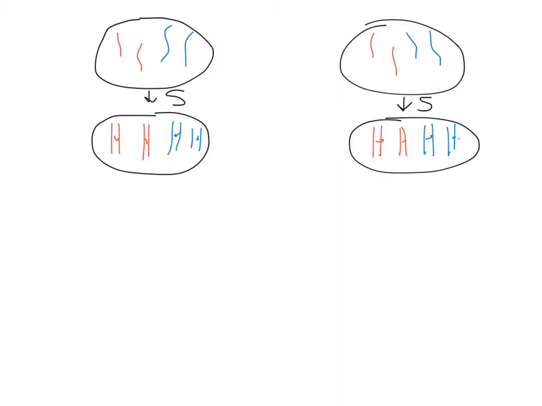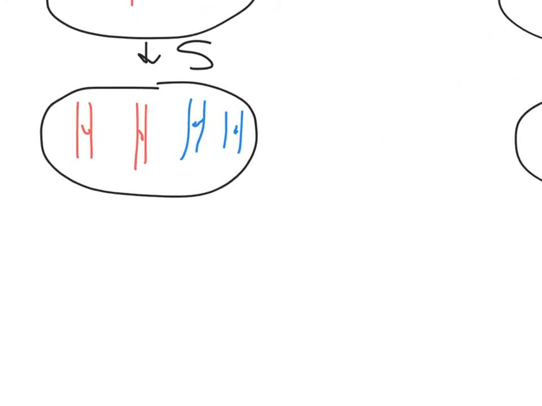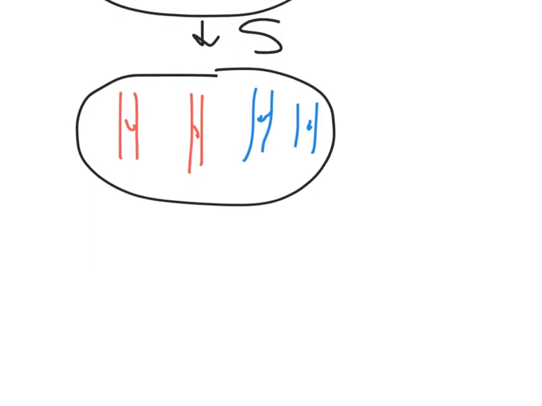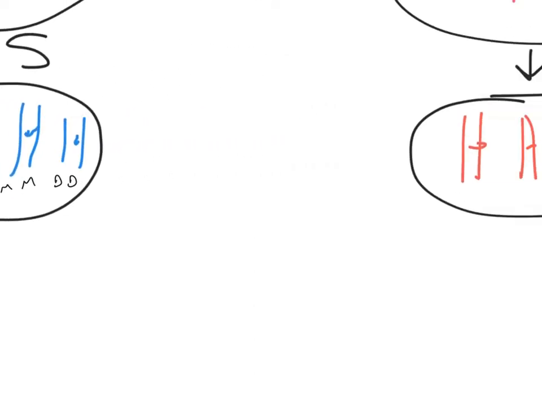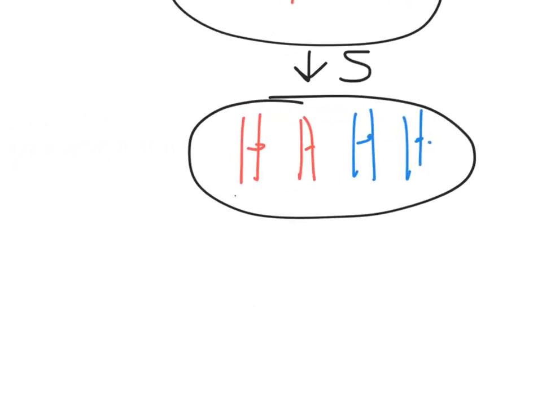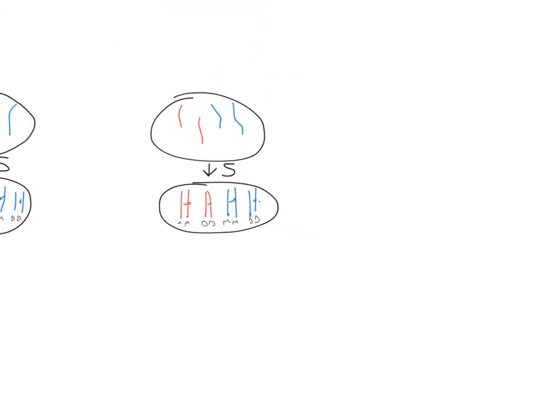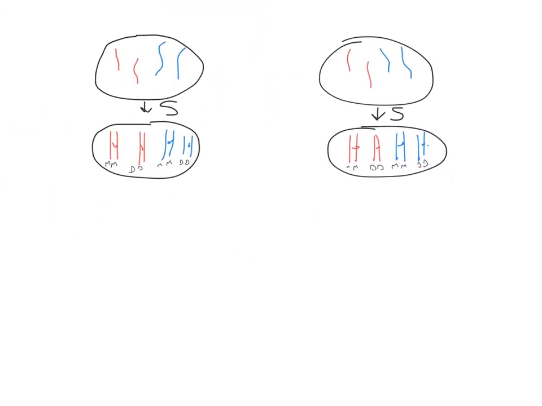So now I need to put in some annotation. So these are the mom and the dad versions of the red chromosome, and the mom and the dad versions of the blue chromosome. All right.